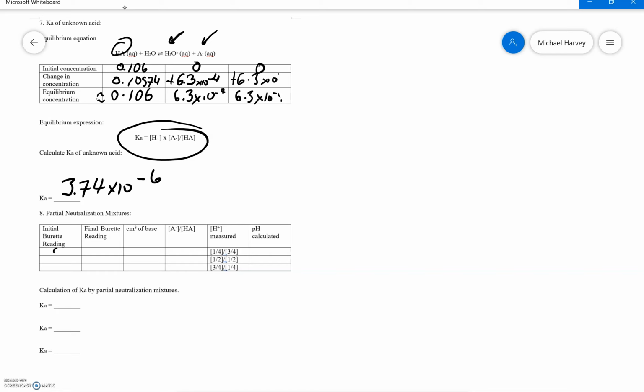So her initial burette readings were all 0, 0, 0. Okay, and her final readings were 2.625. Okay, therefore the maths is easy. What you've done is you've just added 2.625 of the base in terms of centimeters cubed.